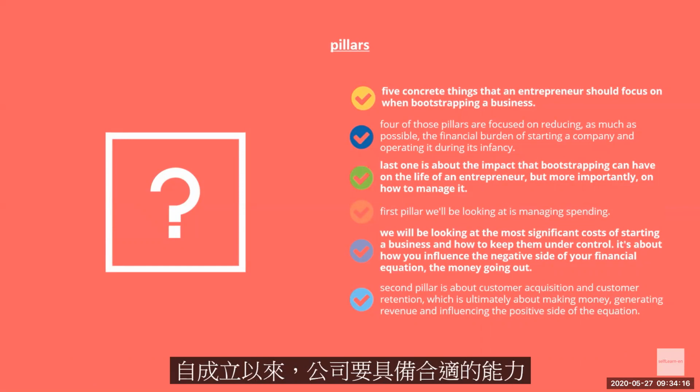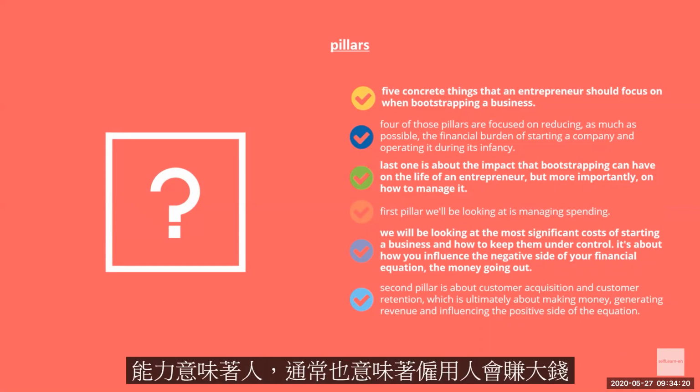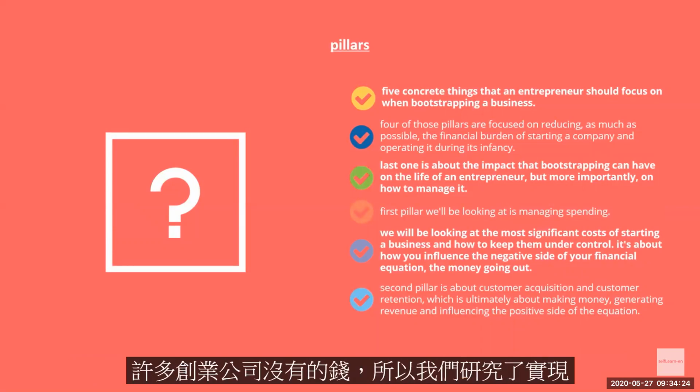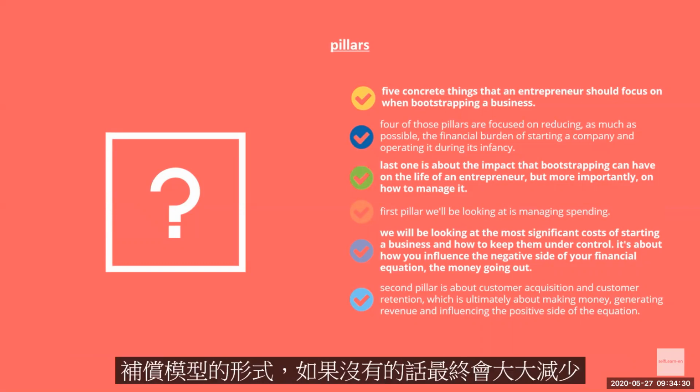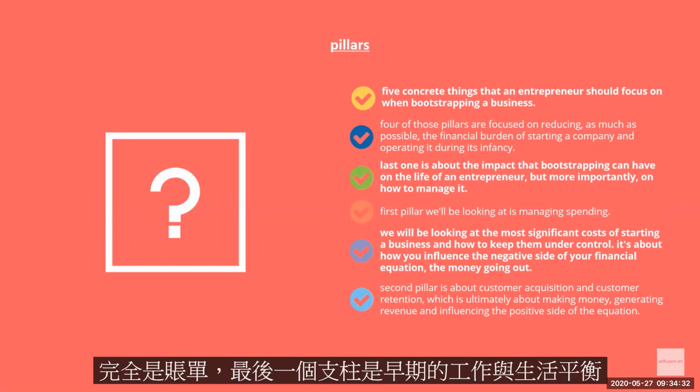The fourth pillar is about competency acquisition. A big part of starting a company is about having the right competencies available. Since competencies means people, it usually also means big money to hire people, money that many startups don't have. So we look into ways that enable entrepreneurs to acquire the competencies they need through different forms of compensation models, which ultimately reduce significantly, if not completely, the bill.